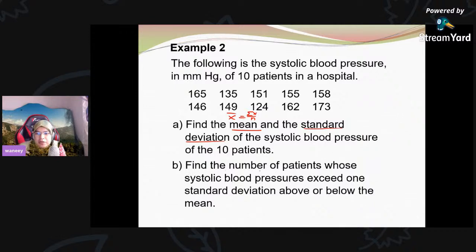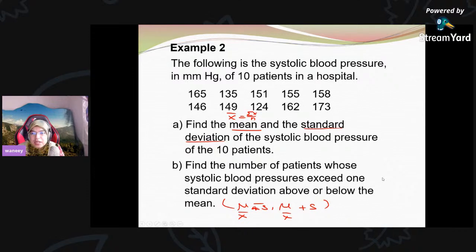Okay, so for B, find the number of patients whose systolic pressure exceeds one standard deviation above or below the mean. So we need to make an interval over here. It's supposed to be either above or below the mean. So let's say this is my mean, or your x bar. This one is plus the standard deviation, this one is minus the standard deviation. So that is what they mean, either above or below the mean.